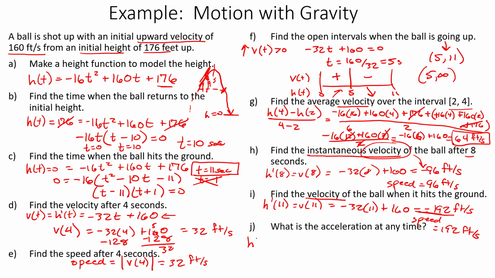All right, so that's the second derivative, which is the derivative of the velocity. Derivative of the velocity is just negative 32, and this would be feet per second squared.